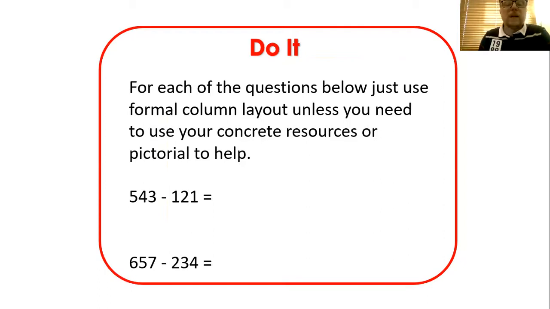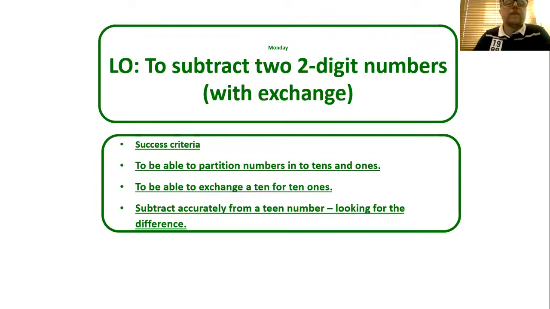Right, now on to the next part of the lesson. We're going to go back to just 2-digit numbers now to do some subtraction with exchange. So we've partitioned numbers into 10s and 1s. We're going to exchange a 10 for 10 ones and make sure we're being accurate with our subtraction, particularly from the teens numbers.